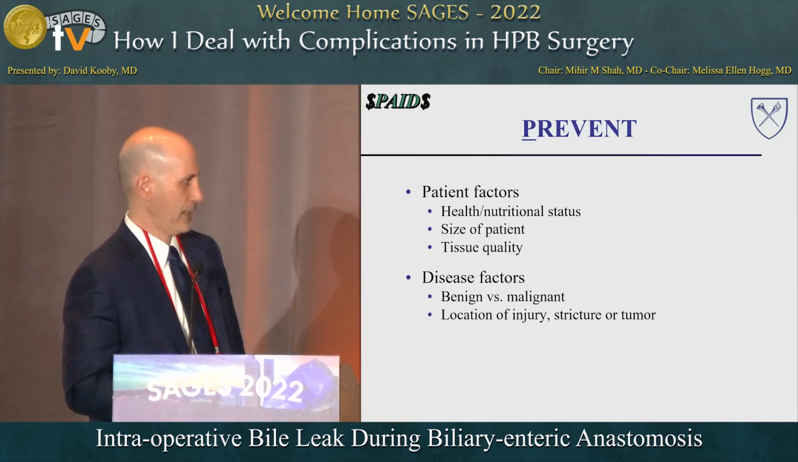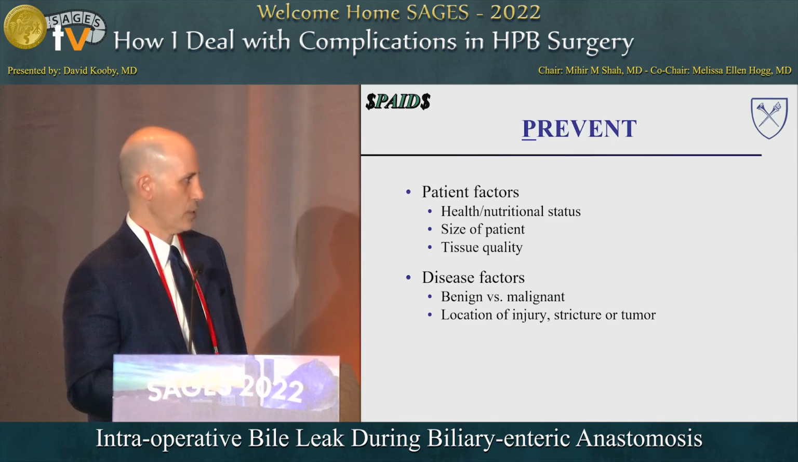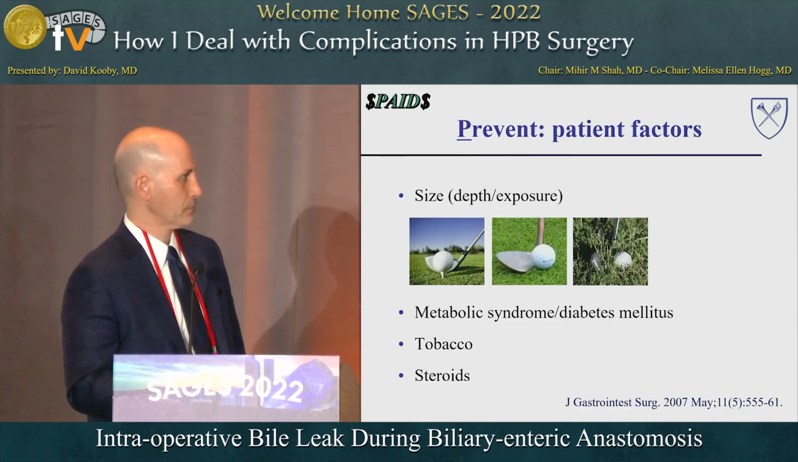So we look at patient factors and disease factors. And the patient factors are obviously health, nutritional status. The size of the patient will matter in this situation, the tissue quality. And then for disease factors, we have to contemplate whether we're approaching benign or malignant disease, and then the location of the disease, whether it's a stricture or a tumor or an injury.